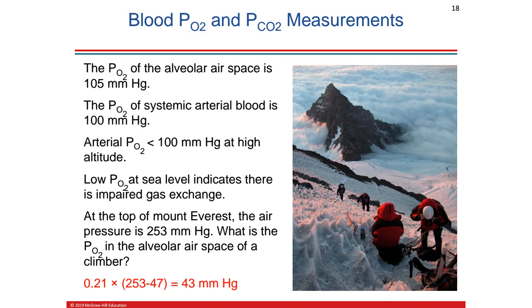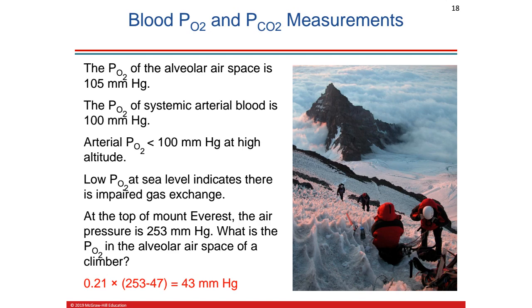To do this calculation, we take the total atmospheric pressure, which is 253 millimeters of mercury. We'd subtract 43 millimeters of mercury, which is the water vapor pressure within the lungs of the climber. We can assume that they have 100% relative humidity within their lungs, and also that their core body temperature is 37 degrees centigrade.